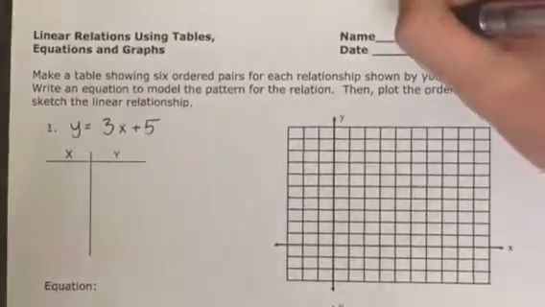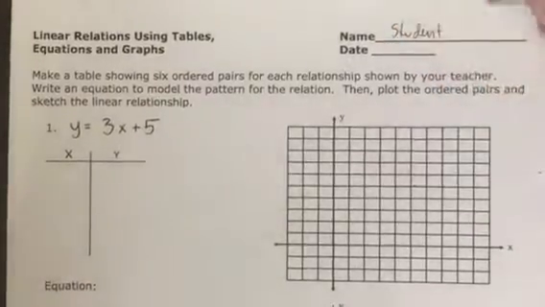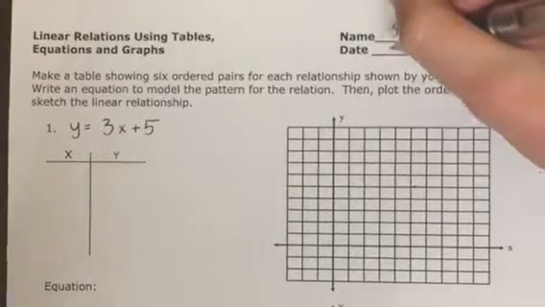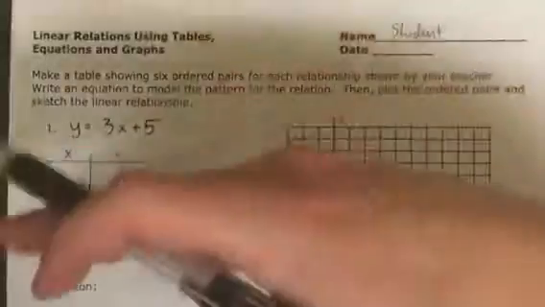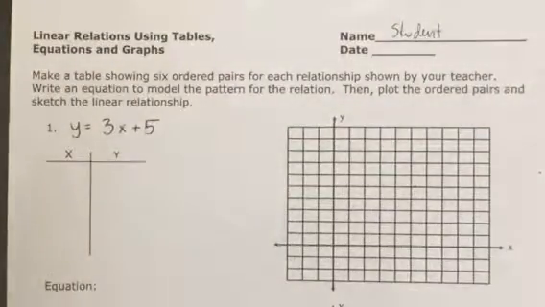So first things first, put your name. If you put student, you're special. Put the date, whatever the date of tonight's homework is. We're going to go through 1, 2, and 3, and then you're responsible for the backside. First, we have an equation.